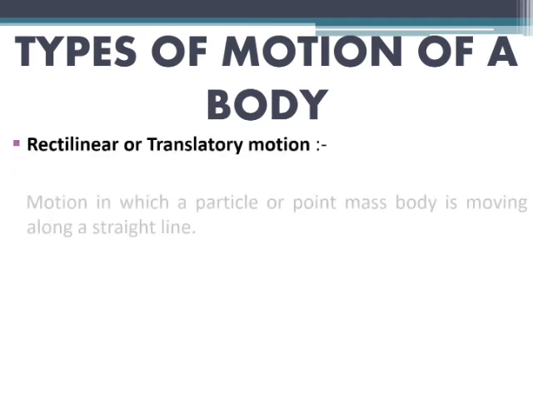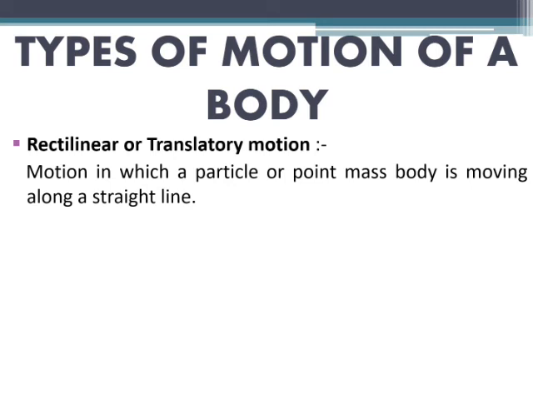Now, there are 3 main types of motion of a body. Let's see. The first is rectilinear, or we can say translatory motion. Rectilinear motion is that motion in which a particle or point mass body is moving along a straight line. Rectilinear or translatory motion can be uniform or non-uniform. For example, a body slipping along the inclined plane.